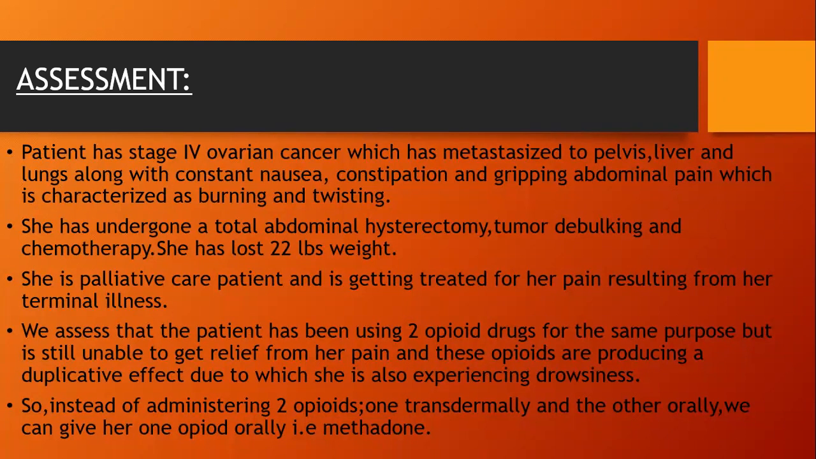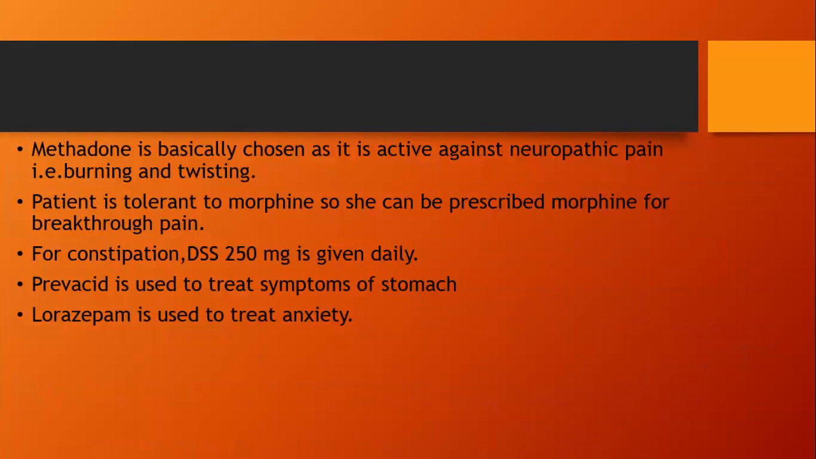We assess that the patient is using two opioid drugs for the same purpose, which is unnecessary as it is producing a duplicative effect, which is leading to drowsiness. And also, in spite of using these two opioids, she is still unable to get relief from her pain. So we can replace these two opioids with methadone, which will be given orally. Methadone is chosen as the patient is experiencing neuropathic pain. Neuropathic pain means that she is experiencing burning and twisting. And this drug is active against neuropathic pain, and also it has a long half-life.